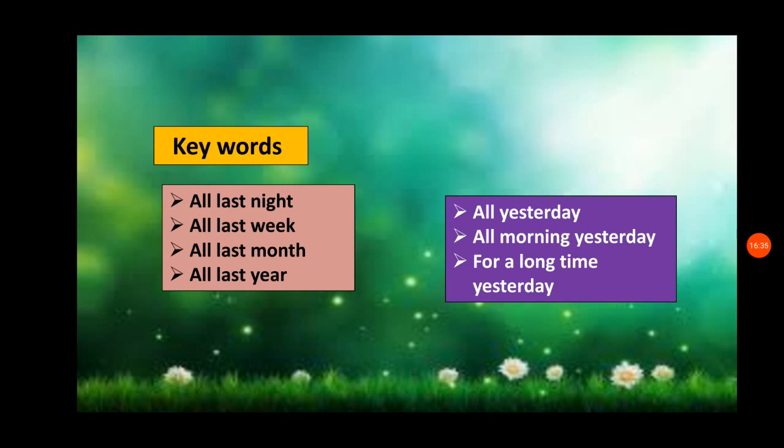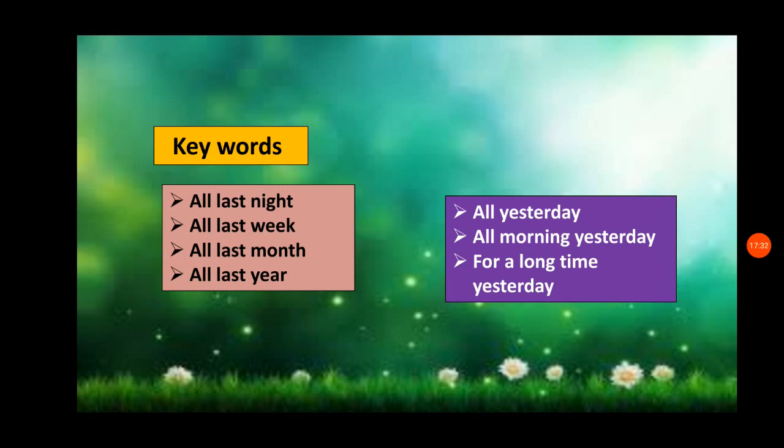So in this situation we can use all last night, all last week, all last month. All the days of last week I was doing my work continuously. So all last month, all last year, all yesterday. All yesterday means the whole day of the previous day. I was busy or I was doing something continuously. All morning yesterday, only the morning session we can take, the previous day morning session.